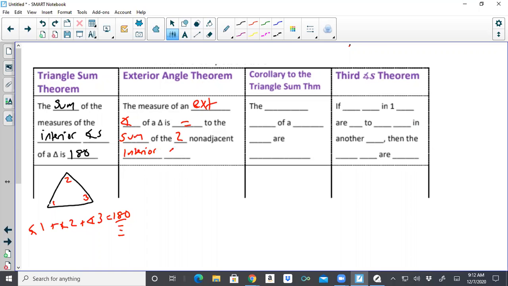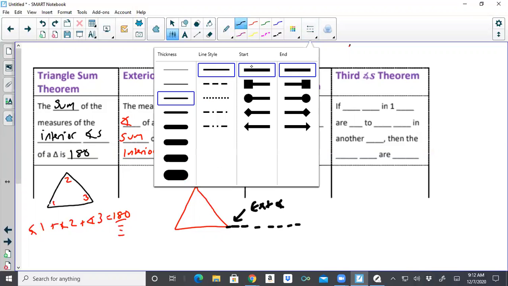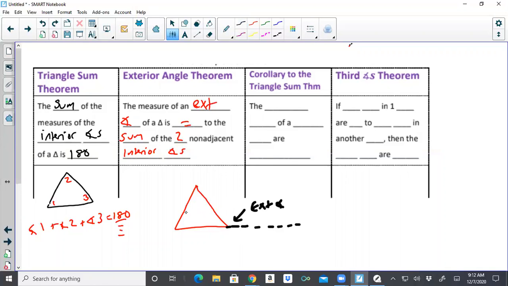Now this is tricky, all right? So what this means is that if I have a triangle and I have an exterior angle on that triangle. So if I have a picture that looks like this, this thing right here is the exterior angle. If I call this angle 1 and this angle 2, angle 1 plus angle 2 is equal to the exterior angle.